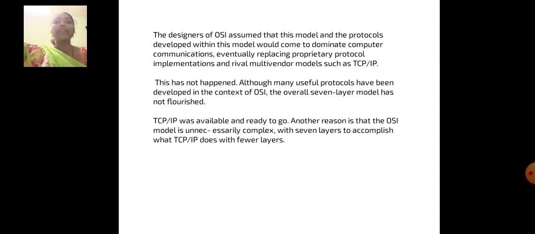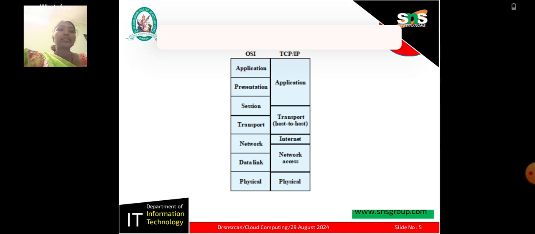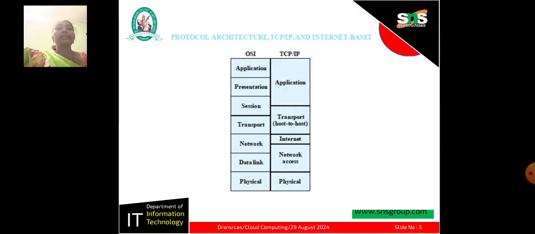TCP/IP contains only 5 layers. This is a good comparison between TCP/IP and OSI. Here we consider the application, presentation, session, transport, network, data link, and physical layers. The same will be considered there, but the presentation layer and session layer are omitted. Rather than that, the older systems are carried out in the application layer, and the transport layer does host to host, followed by internet, network access and physical layer.